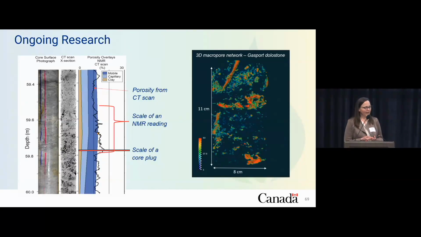I've also laid in there a scale of the core plug so that you get a sense of when we're comparing NMR to core plugs, we have a little bit of a scale mismatch. But now that we have the CT scan data, we're really going to be able to evaluate in a continuous way how the NMR interprets porosity.